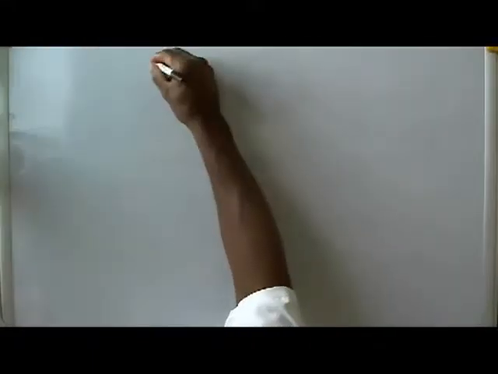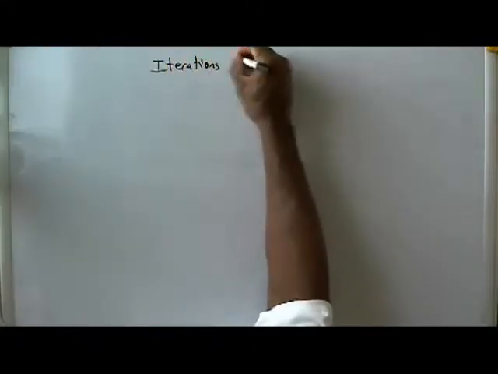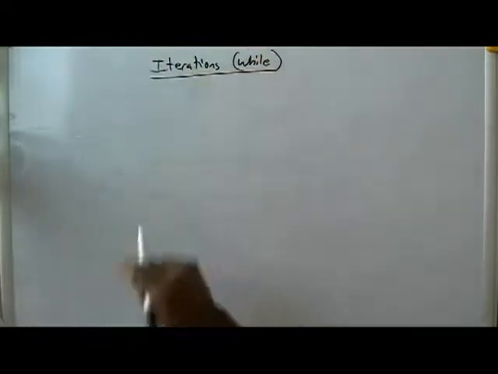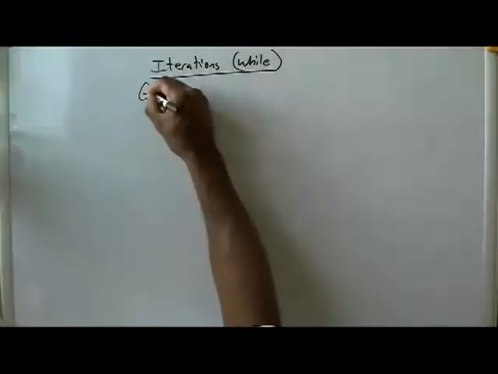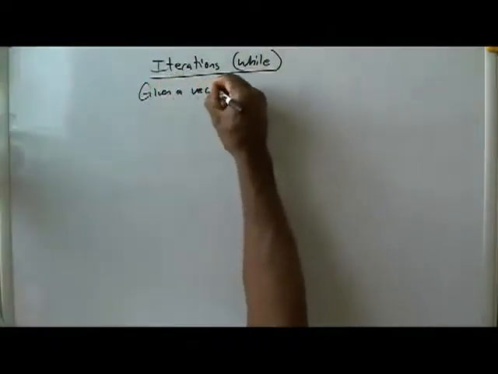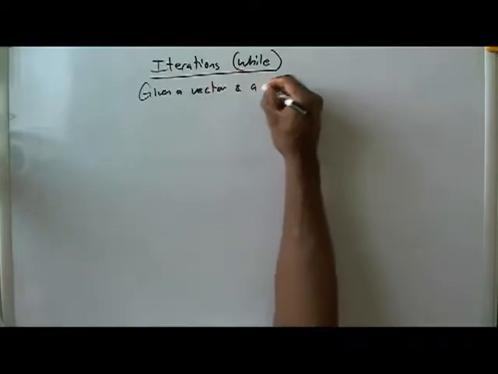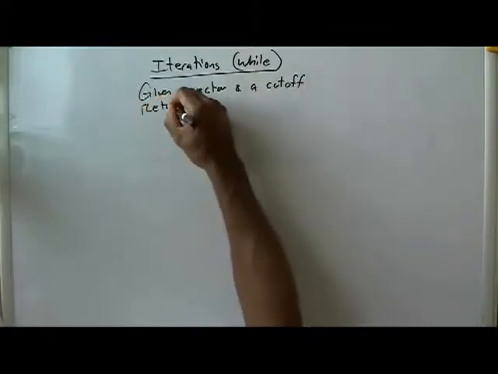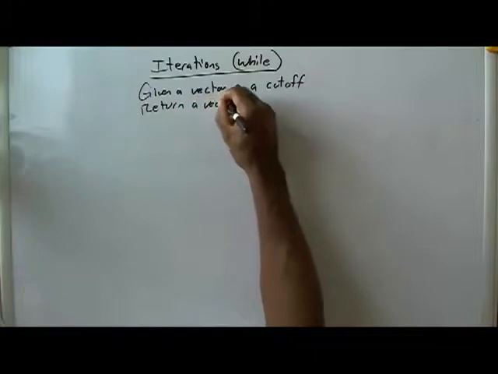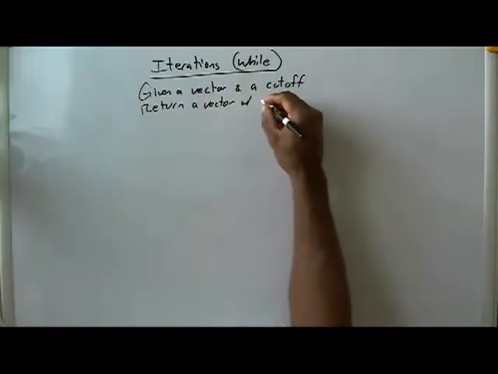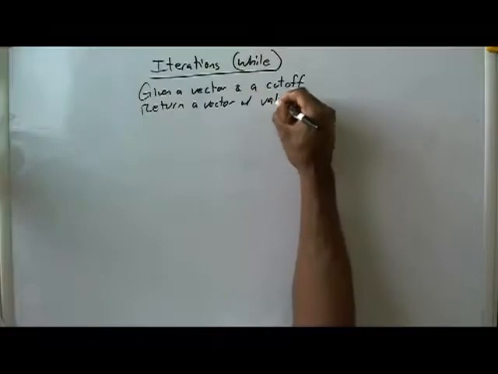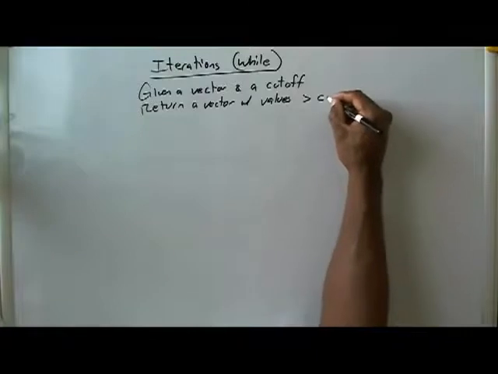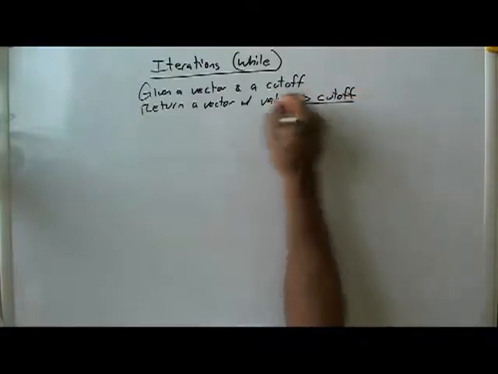This is going to be our second example of doing iterations with the while loop. For this particular problem, we're going to be given a vector and a cutoff, a number for cutoff, and we're going to return a vector with the values from the original vector that are greater than the cutoff value. Okay, and we've done this problem before.